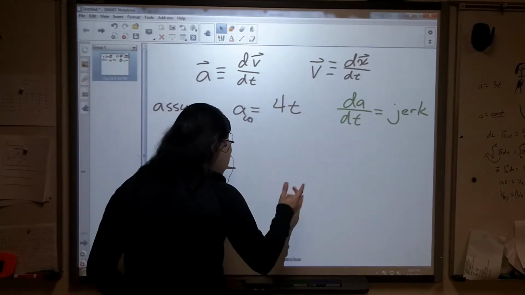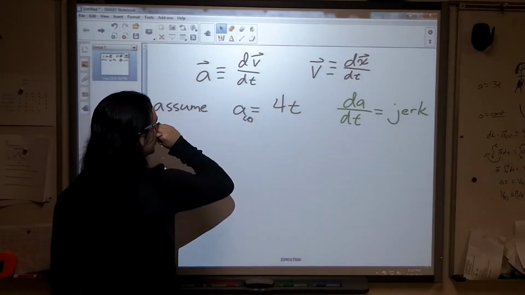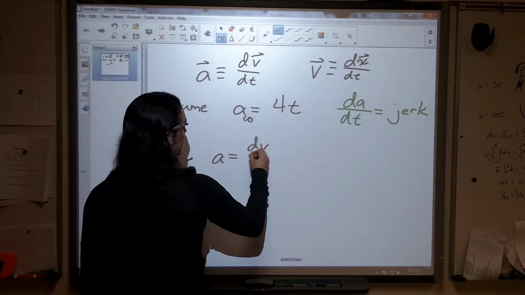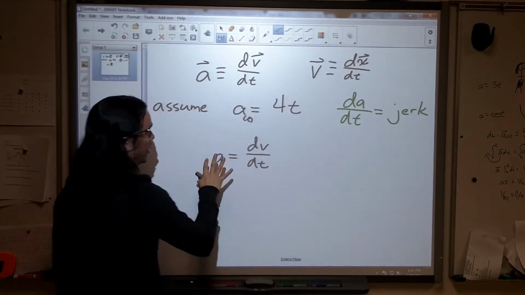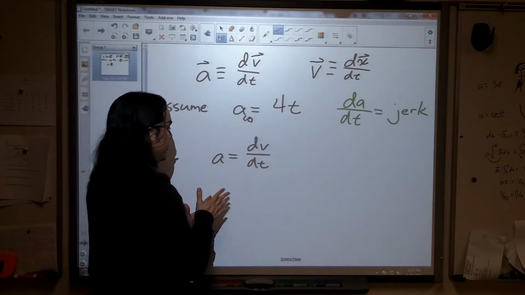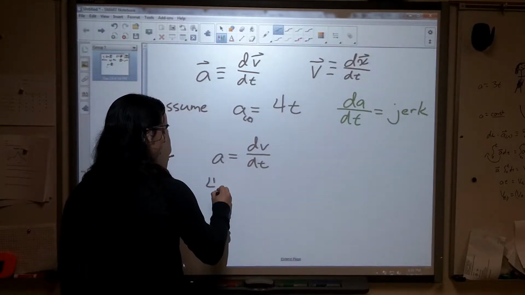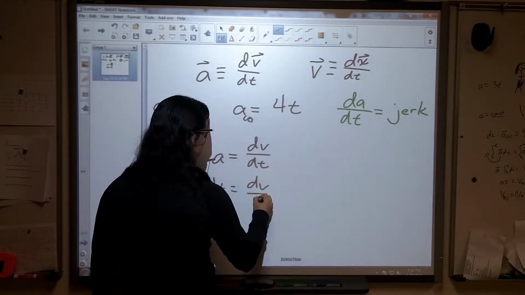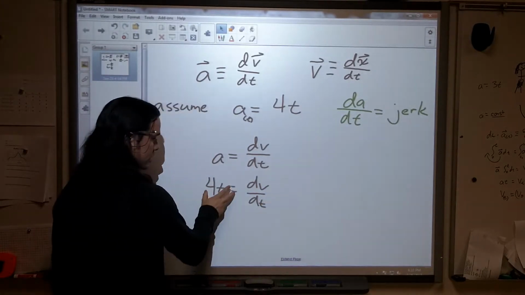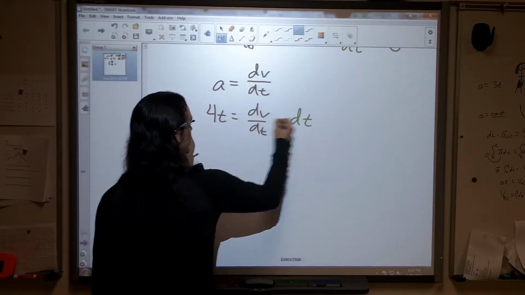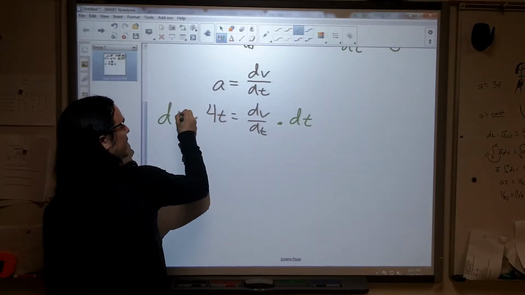All right, so here we go. We're going to use this first relationship. Our acceleration is equal to dv/dt. I'm going to drop the vector signs even though we do know that this is a vector. I'm going to be a little lazy. So here we go. My acceleration is actually equal to 4t with some units, and that'll be equal to dv/dt. This is my acceleration in this case. So I'm going to multiply both sides by dt, or at least that's how you can imagine it.